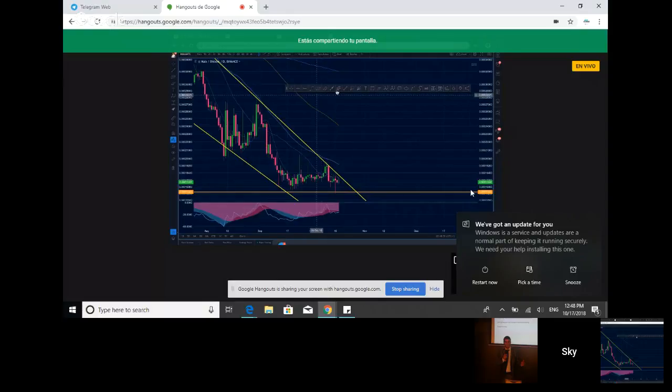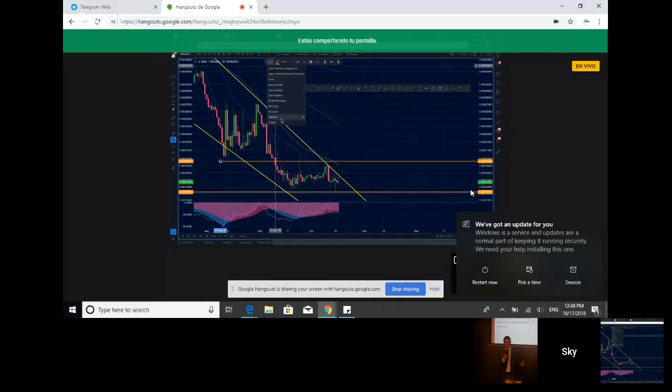But for me, I see two important resistances. The first one is located at the 20,000 level. So this is important resistance. I will use red color to mark it. So this is 20,000 resistance level, very strong.